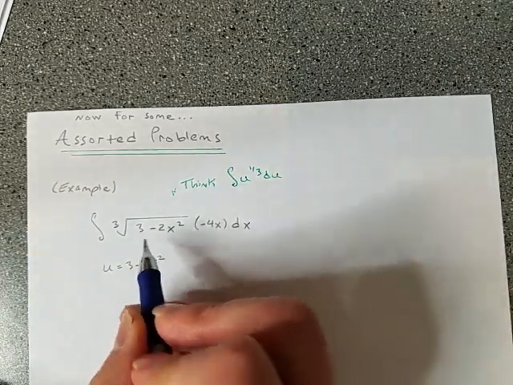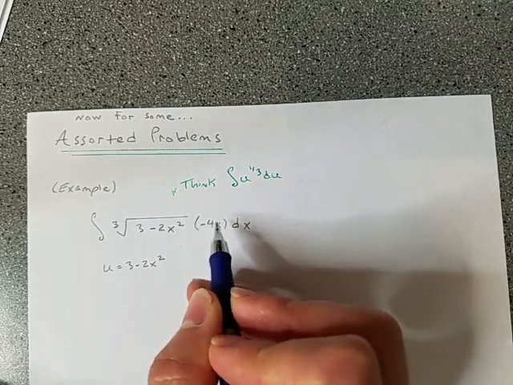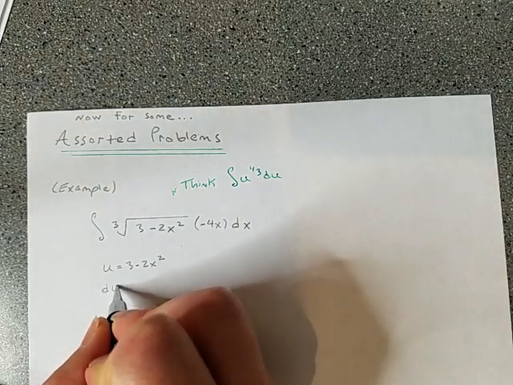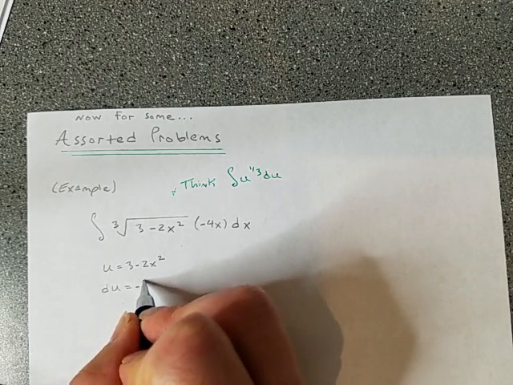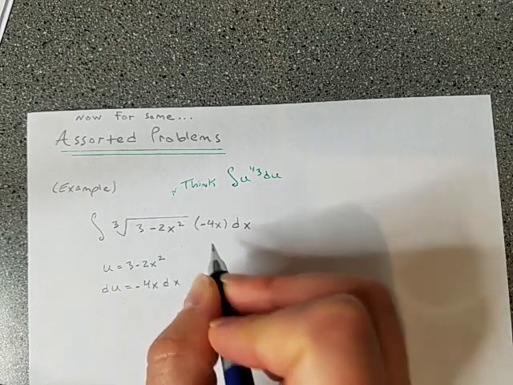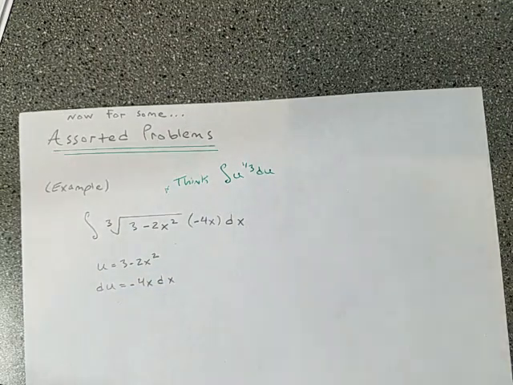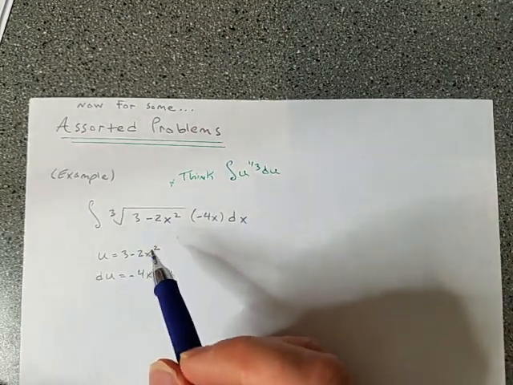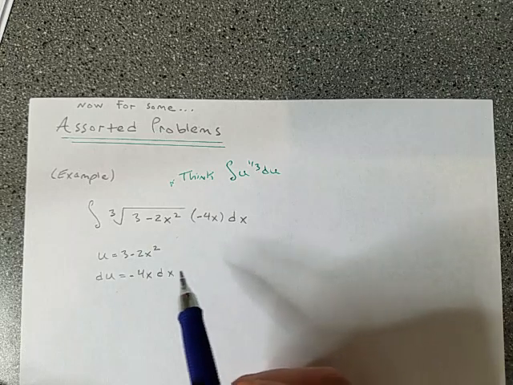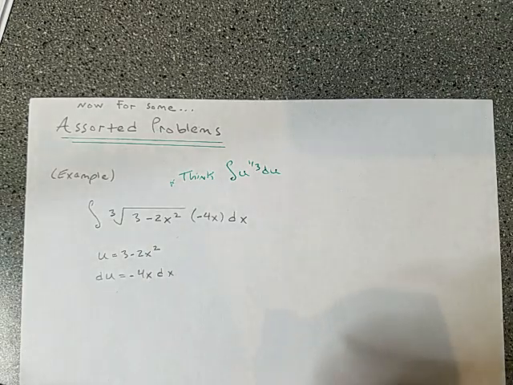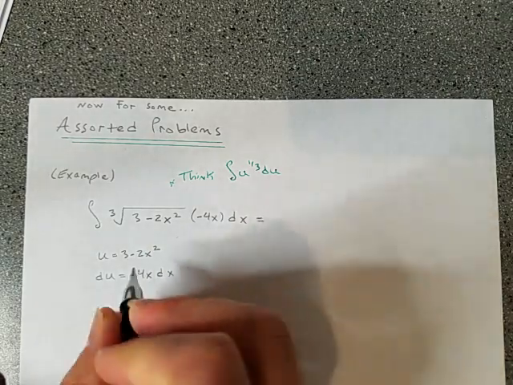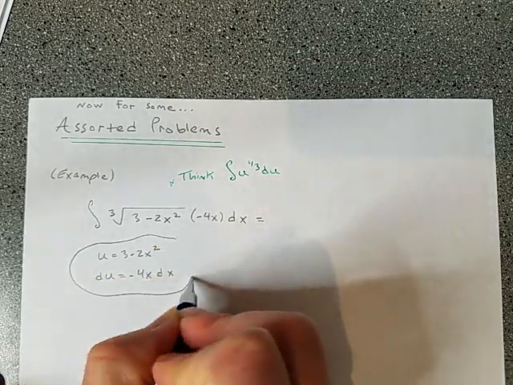So sure, I'll choose u to be 3 minus 2x squared. Sure enough, if I then calculate du, that will be negative 4x dx. That is also right there. So it's like everything falls into place with this problem. I'm not saying every problem is so easy that everything just falls into place, but with this one it does, okay? All right, so that's my choice, all right?